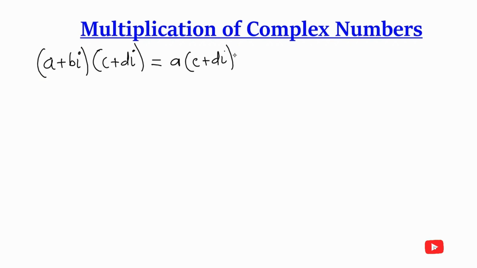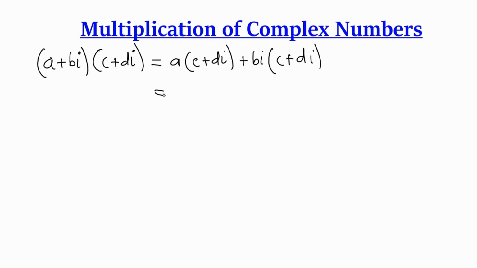So you are looking at the multiplication of complex numbers. If you have the complex number a plus bi being multiplied by another complex number of the form c plus di, then we are going to follow the normal procedure of multiplication. It means that a multiplies the whole bracket c plus di, and then bi also multiplies c plus di.